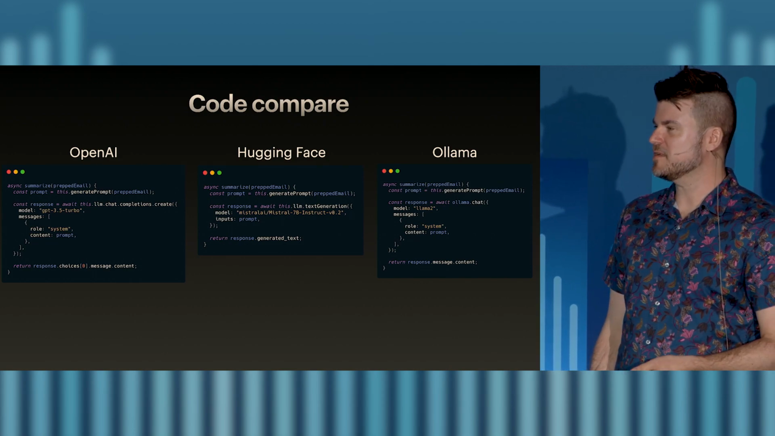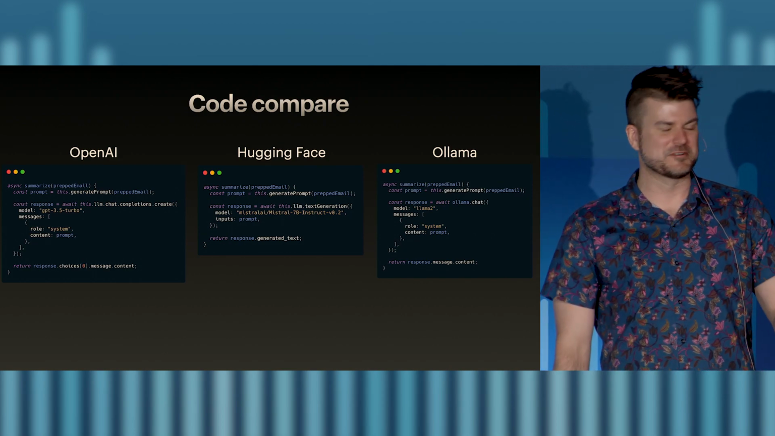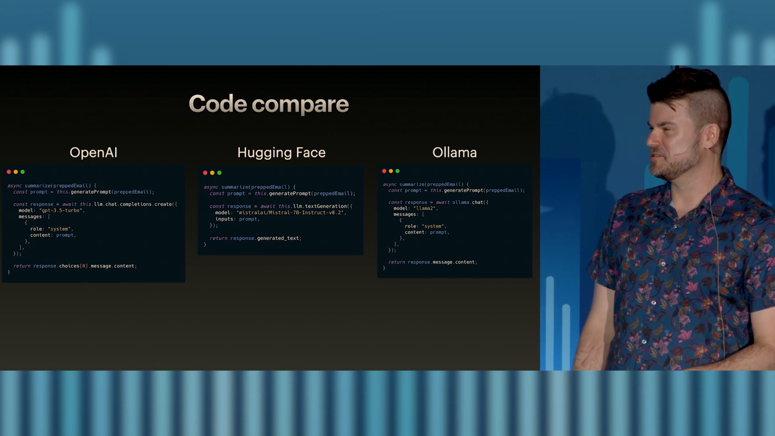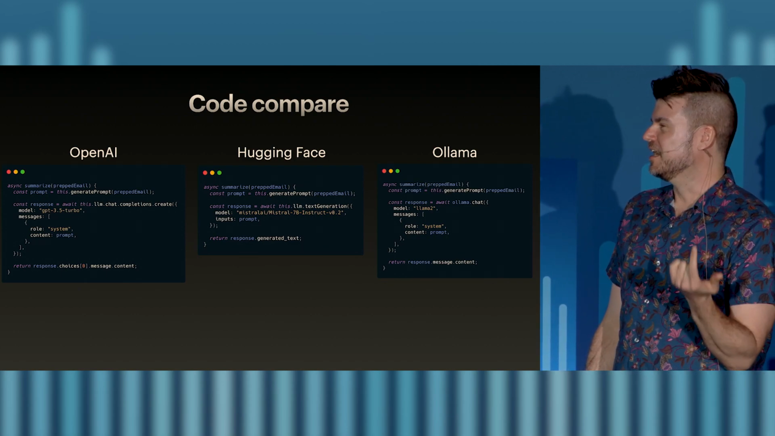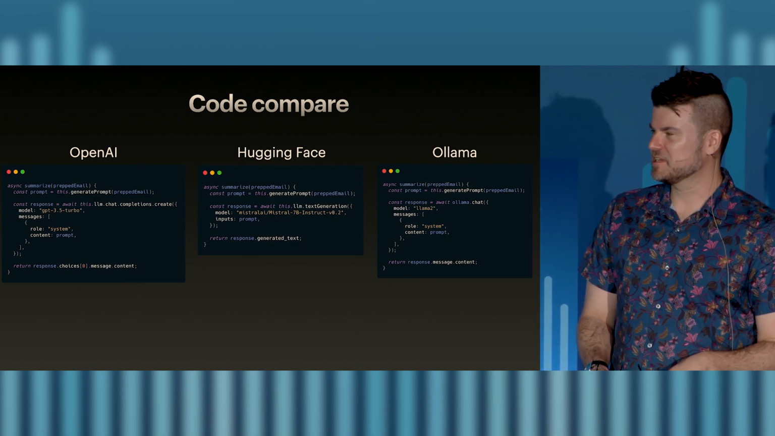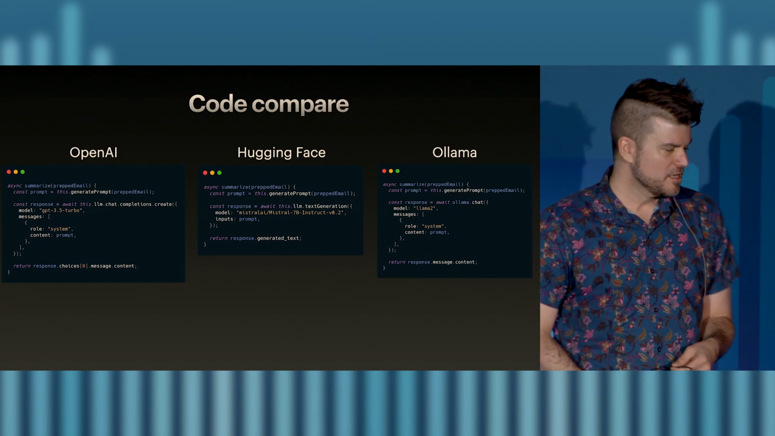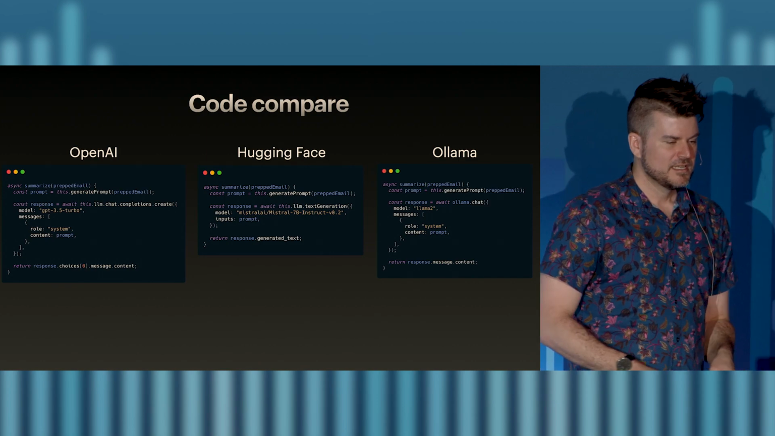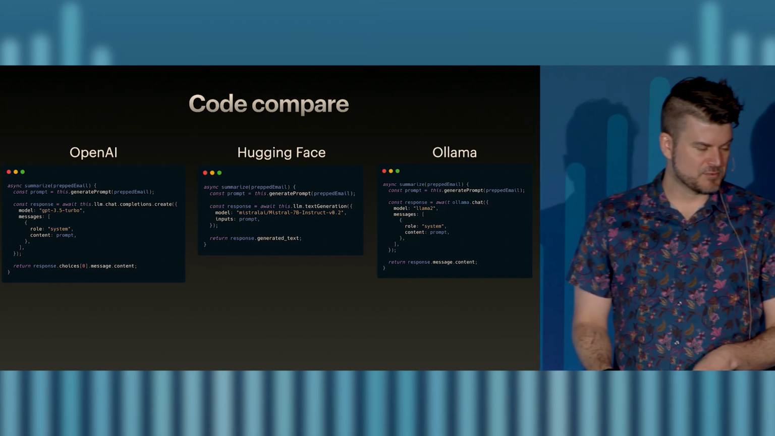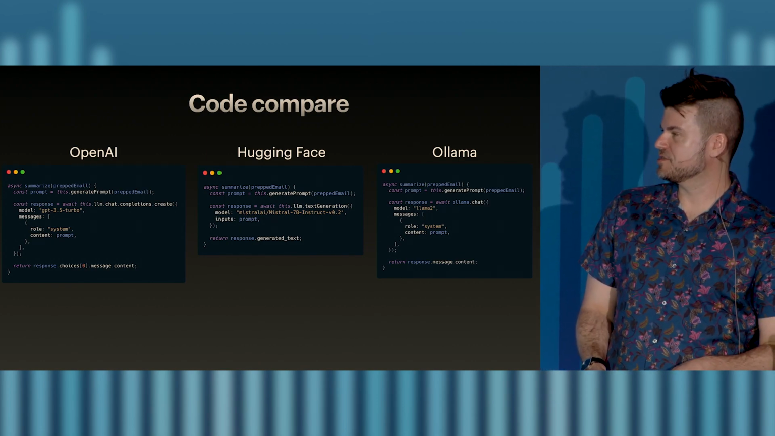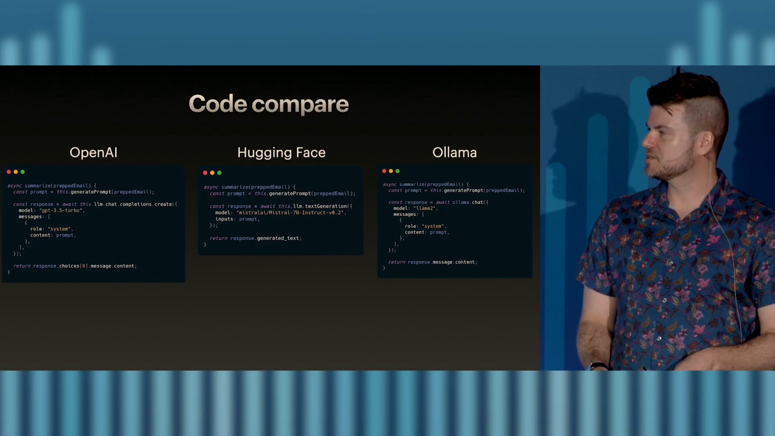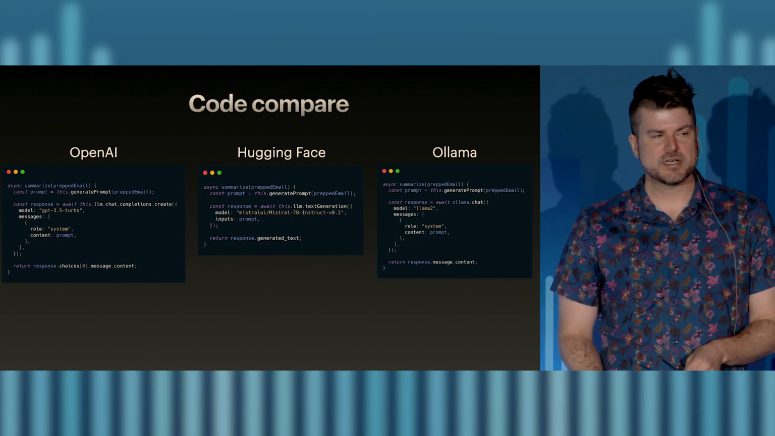So OpenAI is response.choices, the 0th element of an array, and then I got to dial in and do message.content. Hugging Face, a little easier to get to, just doing response.generated_text. Ollama, response.message.content. The way you make the API call as well, if you look just above in all those situations, is a little bit different. So it's worth knowing about.